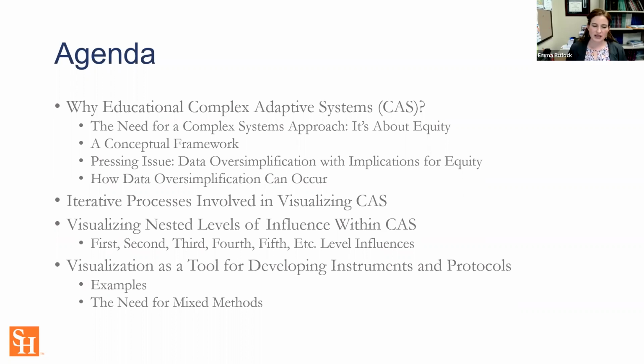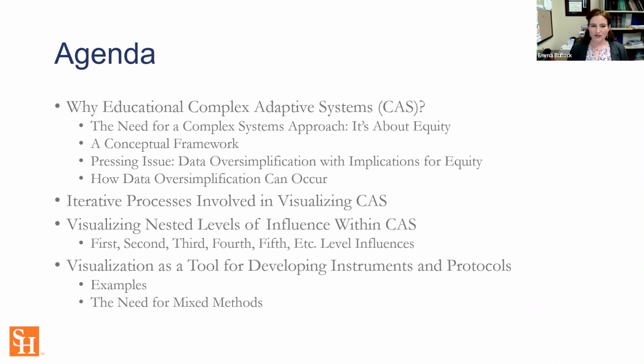And so I'm going to describe an iterative process involving visualizations of complex adaptive systems and introduce some language that my colleague and I have recently published or have under review to help us be able to talk about the need for these kinds of data sources and thinking about how we're collecting data when researching complex adaptive systems.